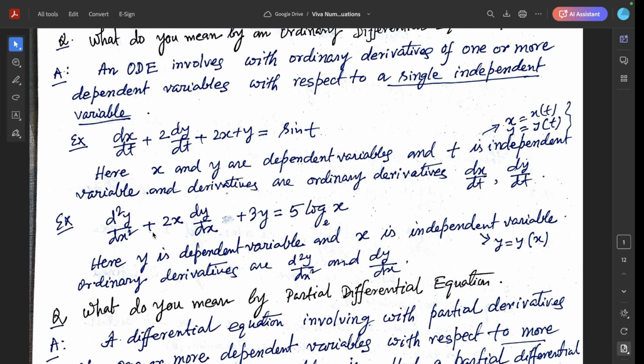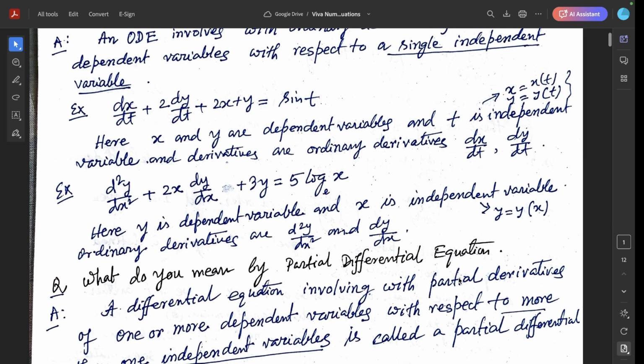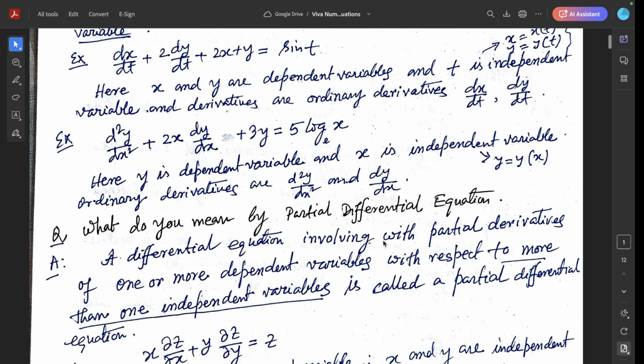Another example, d2y/dx square plus 2x dy/dx plus 3y equal to 5 log x to the base e. Here y is the dependent variable and x is the independent variable, and the ordinary derivatives are d2y/dx square and dy/dx. y is a function of x.